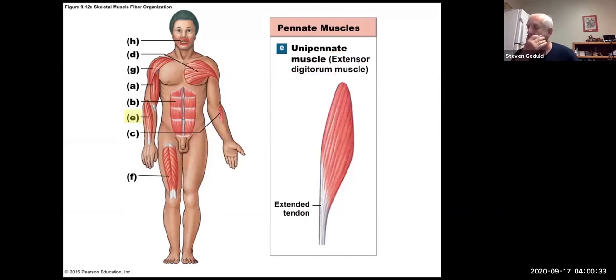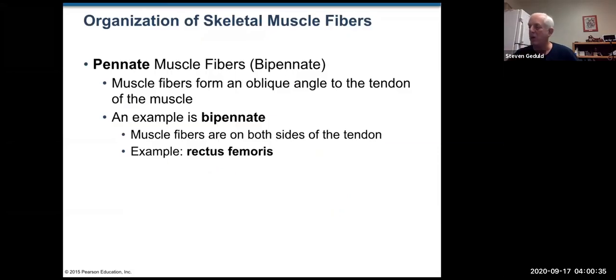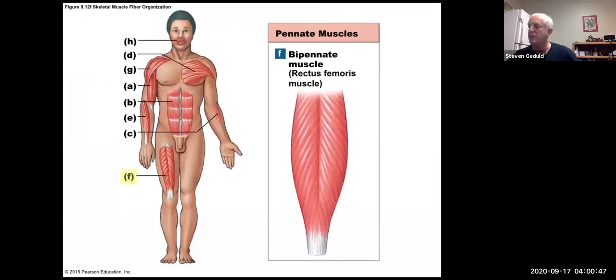Okay. Again, pennate muscle means oblique angle. Bipennate. Bipennate muscle fibers are on both sides of the tendon, like the rectus femoris of the femur bone. Okay. All right, here's your rectus femoris muscle.